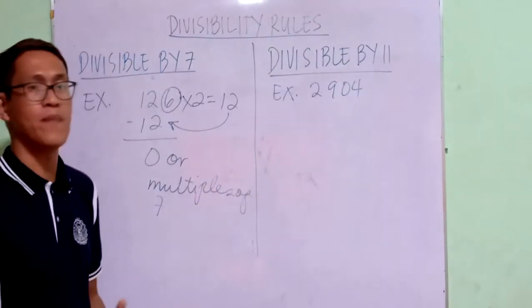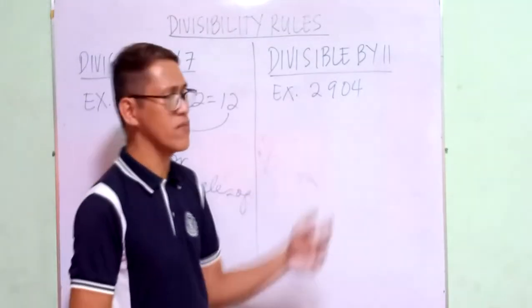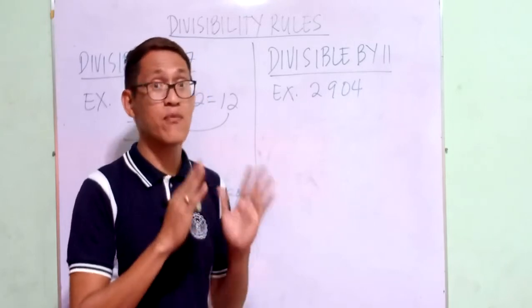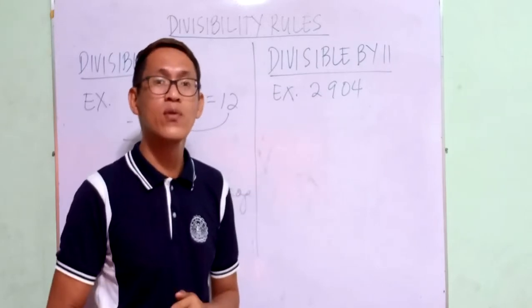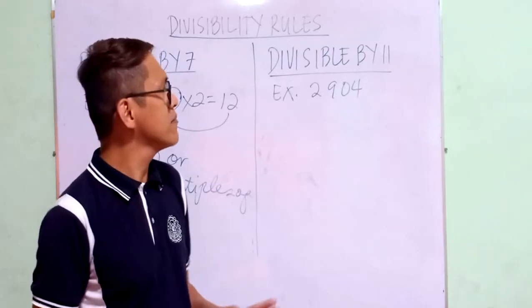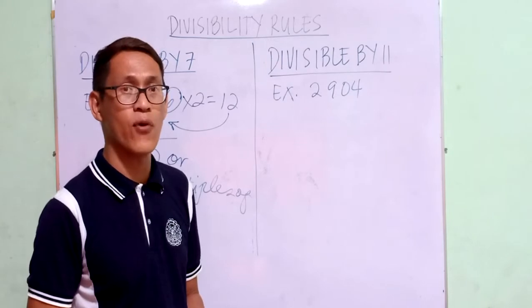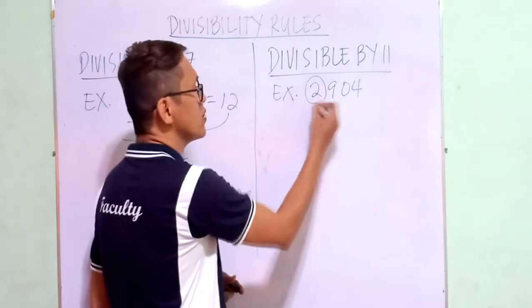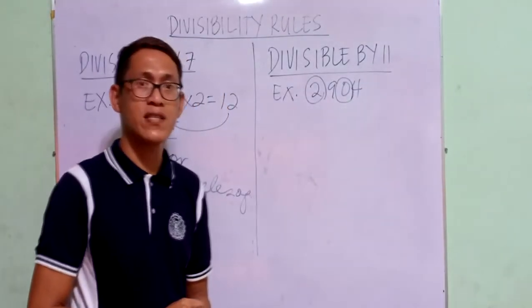Let's have the last one, divisible by 11. Now, how to know if this number is divisible by 11? Well, you simply get the sum of the alternate digits, then subtract. If the answer is 0 or multiples of 11, then that number is divisible by 11. How is that? Look at this example. 2,904. What are the alternate digits here? Let's start with 2 and 0. That's the first alternate digits.